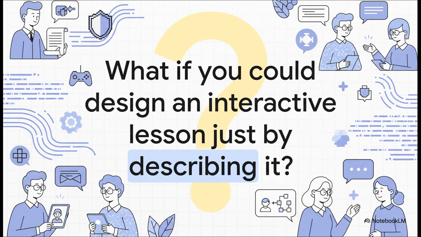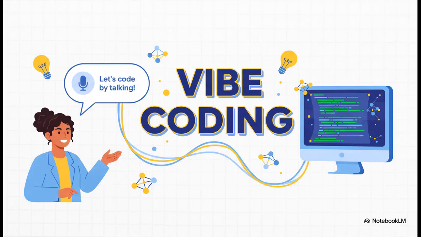I mean, what if you could build a complex simulation or a gamified quiz just by describing what you want? Well, you can, and there's a name for it: vibe coding. And no, it's not some far-off future tech. It's here, right now, ready for you to use.